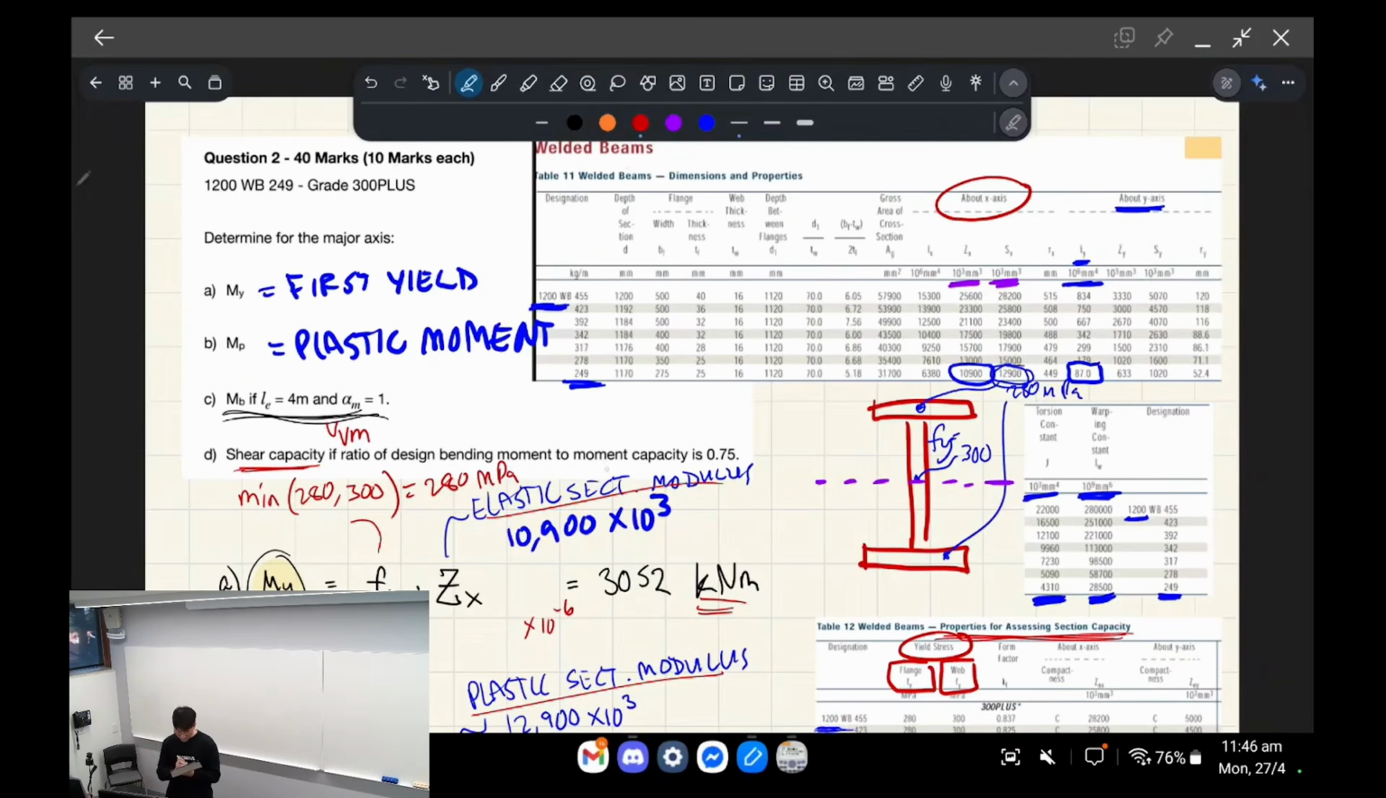If the design bending moment to moment capacity is 0.75, the wording's a bit funny here, but basically it's trying to say that M star over phi Ms is 0.75, okay? So that's to do with your shear interaction, right? But the idea is that we're just going to look for Vv first, okay?